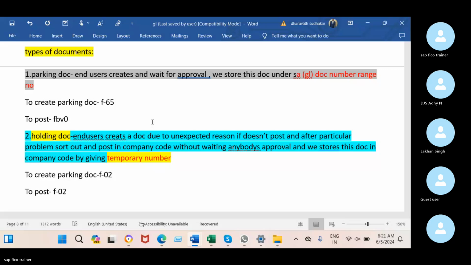Parking document we store under the GL document number range number. Holding document we store by giving a temporary document number.